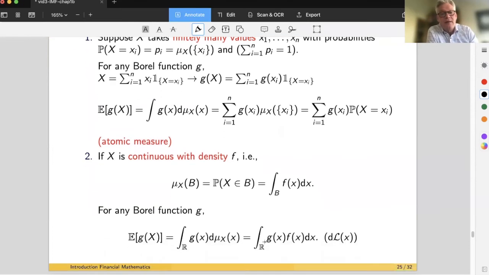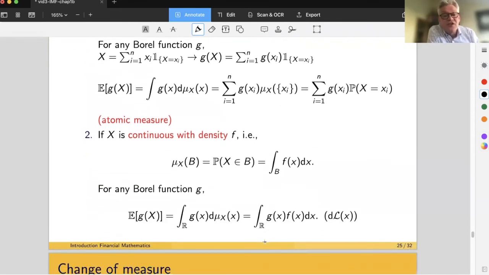So for any Borel function g, we see that the expected value of g of X is then the integral over ℝ of g(x) dμ_X(x), and that is the integral of g(x) f(x) dx. As I mentioned, this should be a Lebesgue measure, but in this case, when f is Riemann integrable, we can replace it like this.